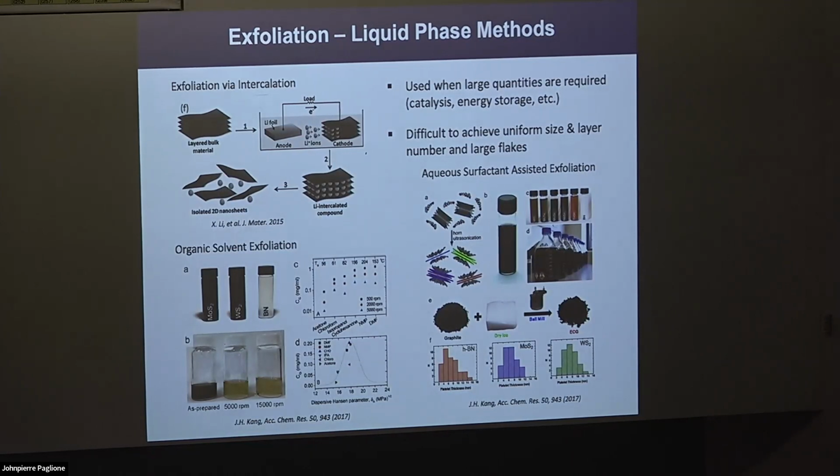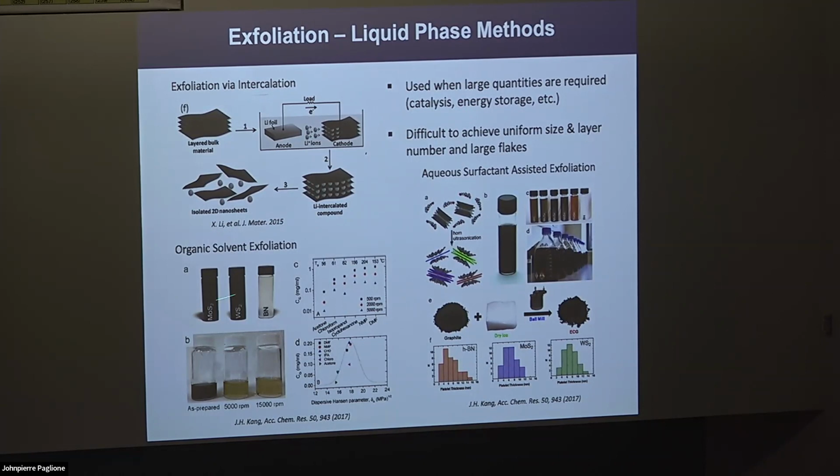There are mainly three. Lithium intercalation: essentially, you can do this electrochemically. You can intercalate lithium, for example, then you just dunk it in water or sonicate it. And the beauty of this technique is that you can actually get monolayers very well. Now, size is always a challenge with chemical or liquid-based exfoliation methods, but monolayers are very easy to achieve.